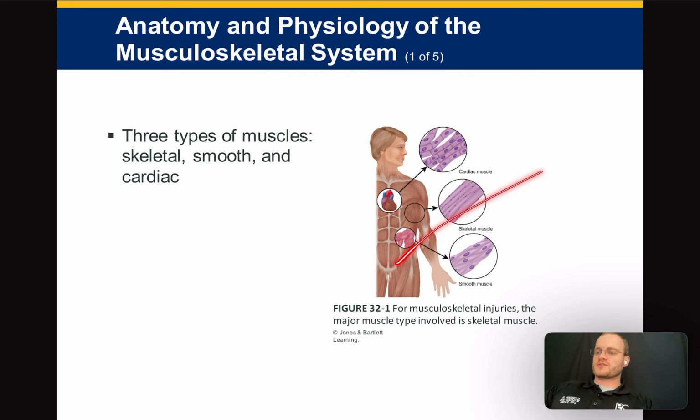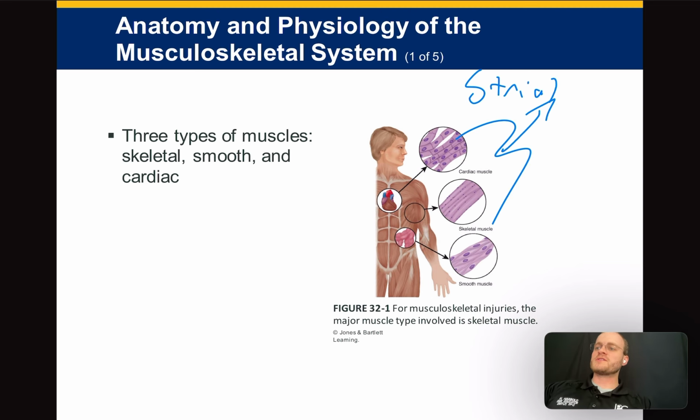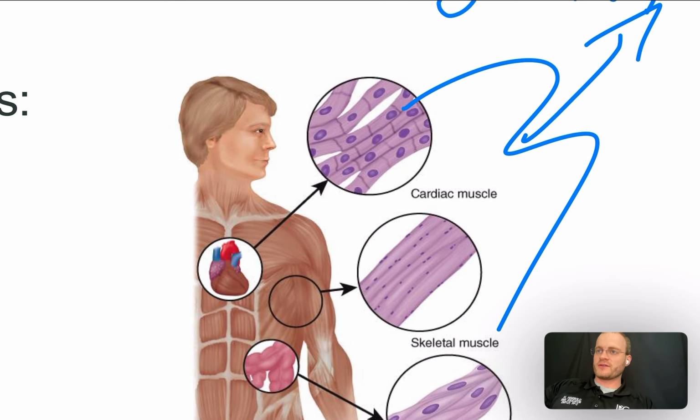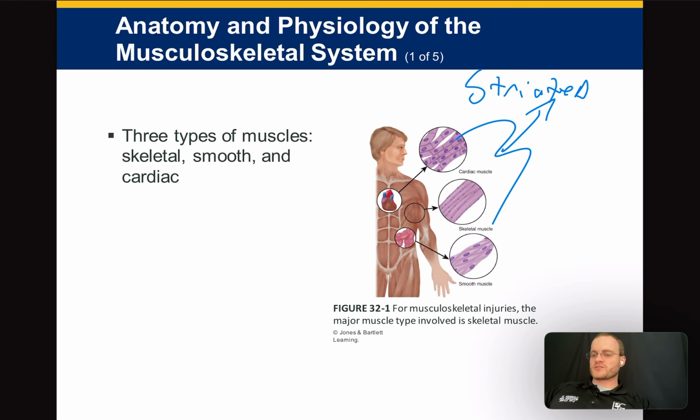There are three types of muscle, okay? The first two are in their own group called striated. The reason they're called striated is because they have striations in them. Skeletal muscle and cardiac muscle both have striations, and you can see that here in this pattern, in the cardiac muscle and in the skeletal muscle, okay? That is called striated muscle. The other one is smooth muscle, because it does not have striations and it's smooth.